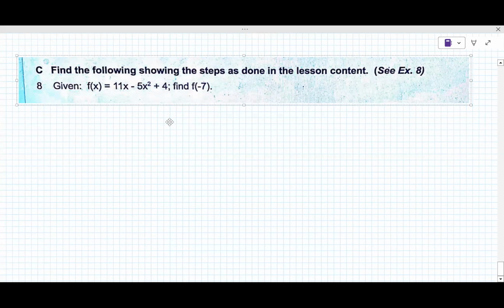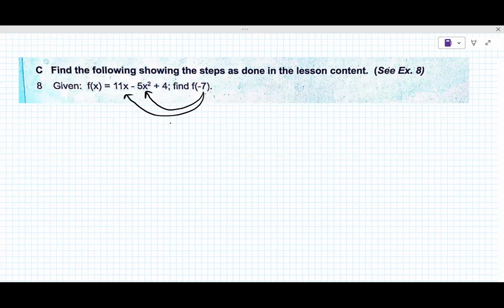All right. Find the following, showing the steps as done in lesson content. To find f of -7, that means to put -7 wherever you see an x. It means to rewrite it so that wherever you have an x, you put in -7, like that. Is that okay? Is that clear? Yeah, that's okay. I'm just trying to catch up.